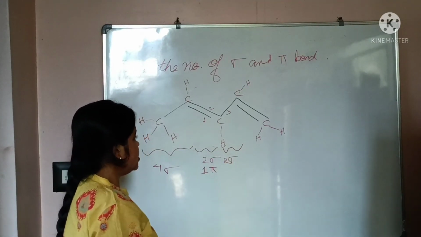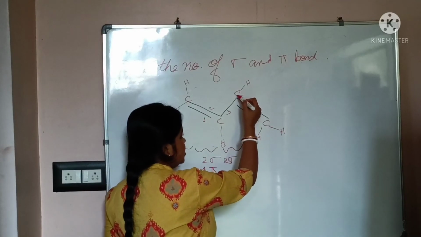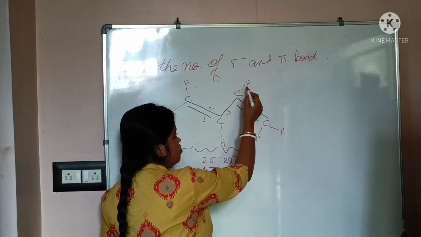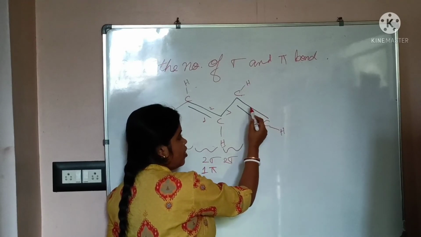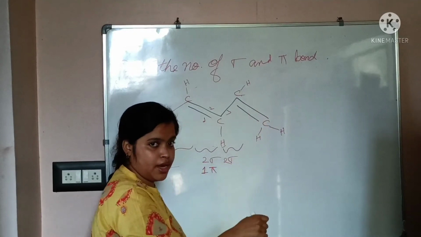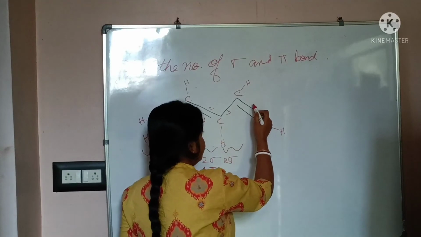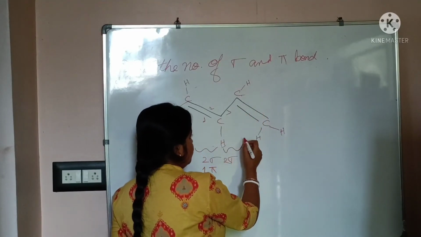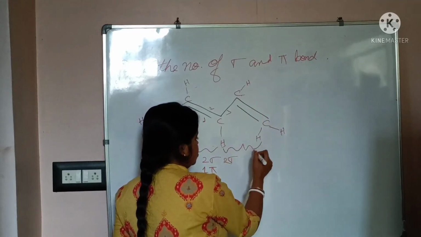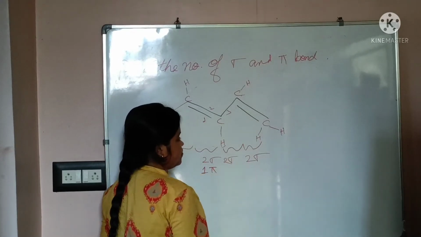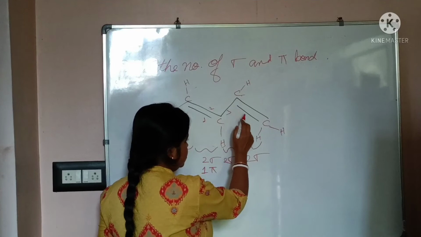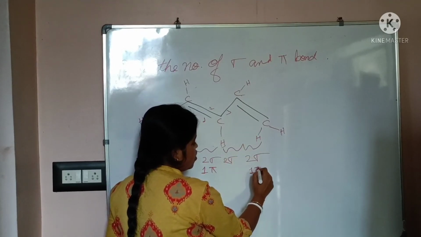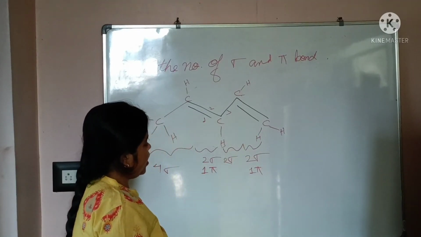So for this we will consider this carbon. This carbon forms 1 bond with hydrogen, that is sigma. And here 2 bonds are there. Out of these 2 bonds, 1 bond is sigma. Isn't it? So this sigma and this sigma. So this carbon has 2 sigma bonds. And the number of pi bonds for this carbon? 1 pi bond.